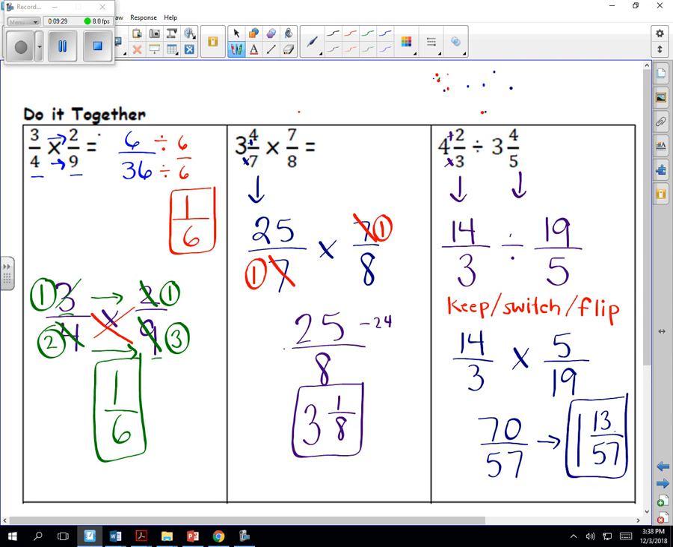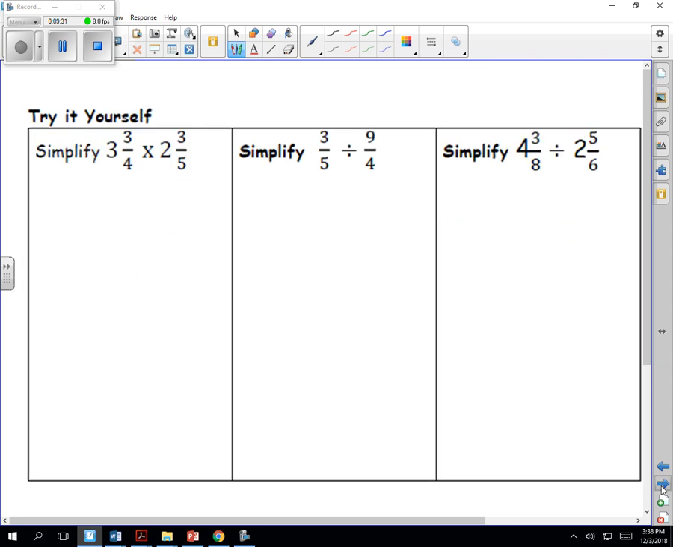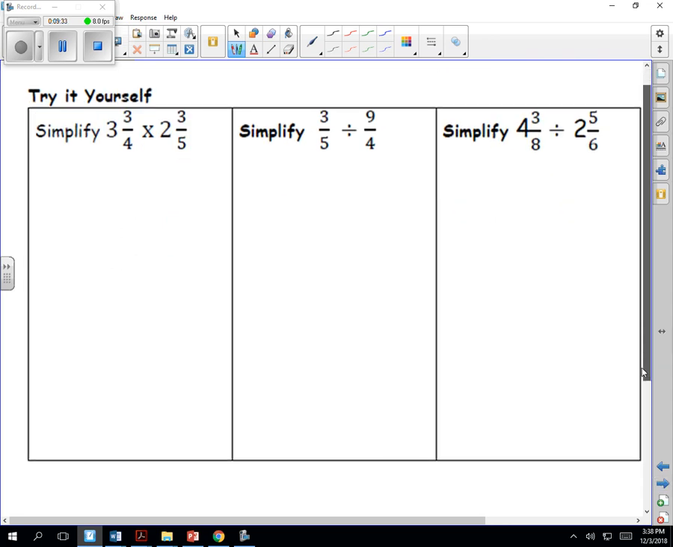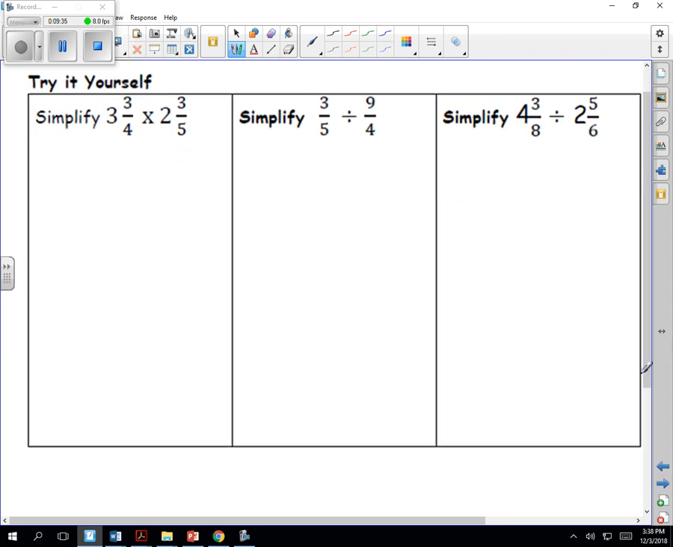Okay, let's look at the next 3 problems. Here I'm multiplying, so I'm not going to keep switch flip. I'm not dividing, but the first step I have to do is change them to improper fractions. So 3 times 4 is 12, plus 3 is 15/4, times 5 times 2 is 10, plus 3 is 13/5.